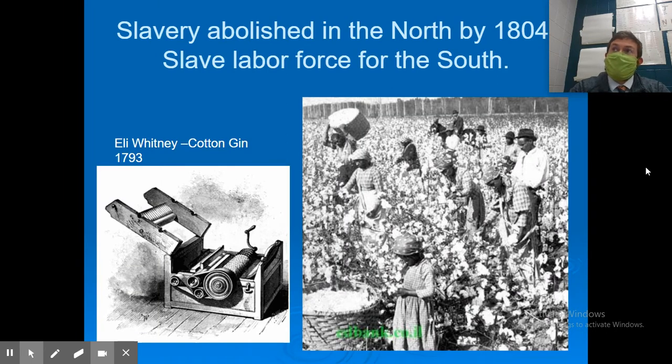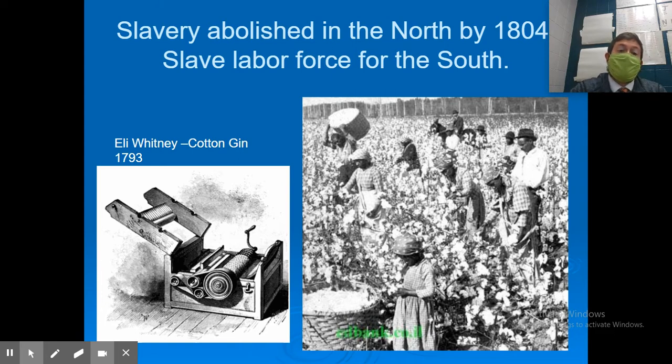So slavery was abolished in the North by 1804. If you remember from our talks about the Constitution, the international slave trade was abolished in 1808 by the Constitution. But after 1808, the South continued to do slave trade domestically between the southern states.